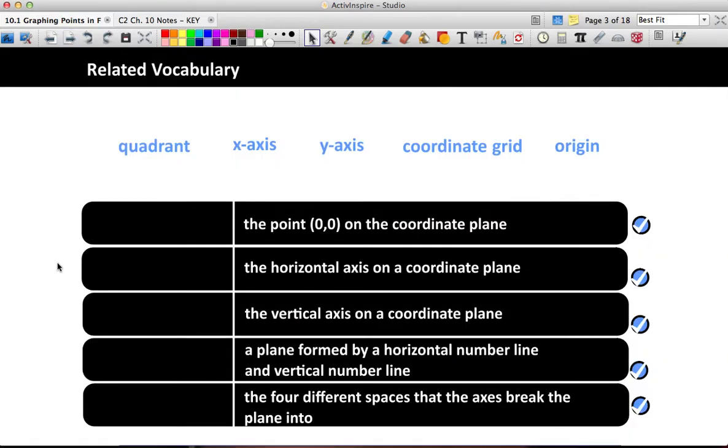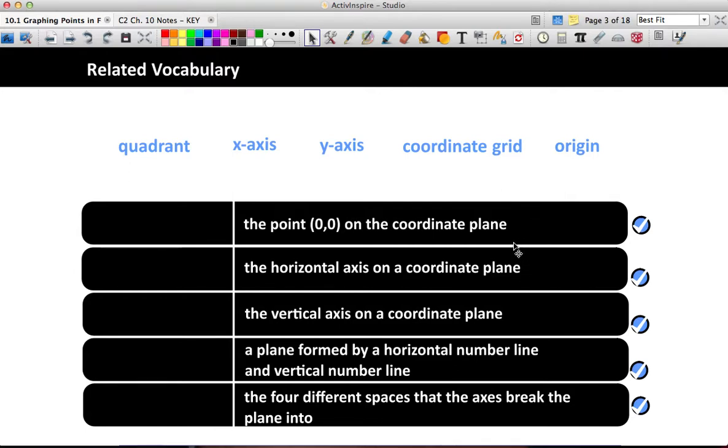Alright, so first we need to talk about our vocabulary. We're going to take a look at these words, and the definitions are listed here below, and we're going to try and match the definitions to the vocabulary term. So if you want to, you can pause and try and do this on your own before we go through them, or you can just go through them with me.